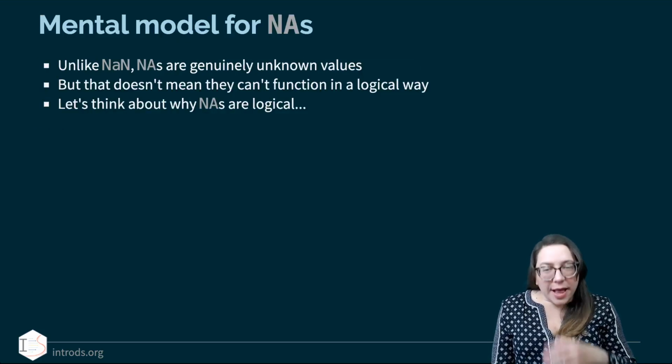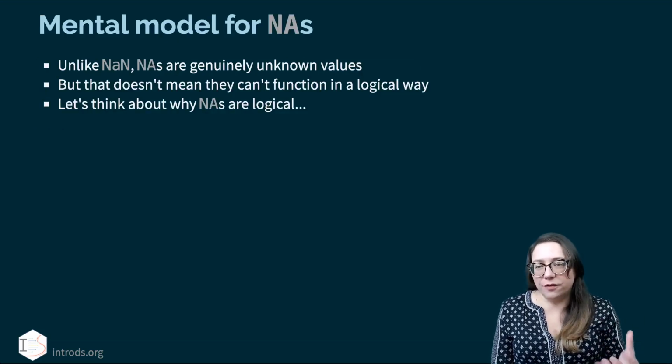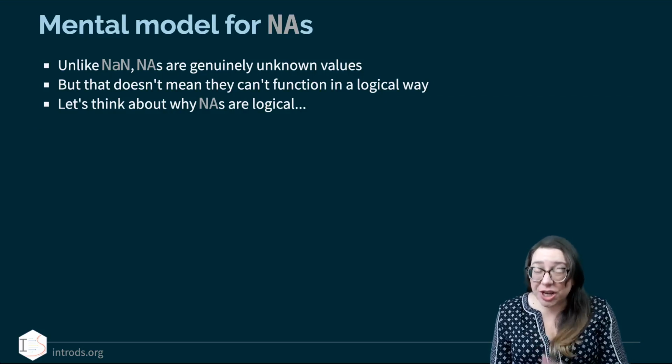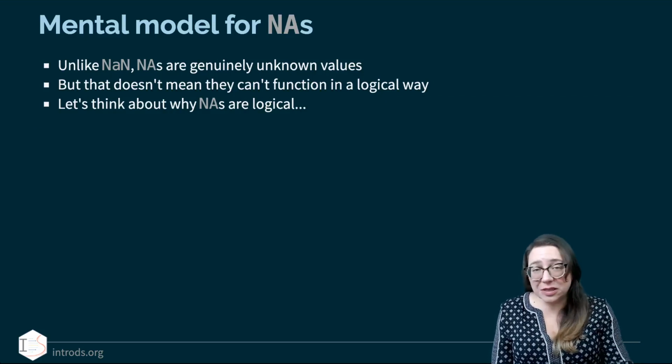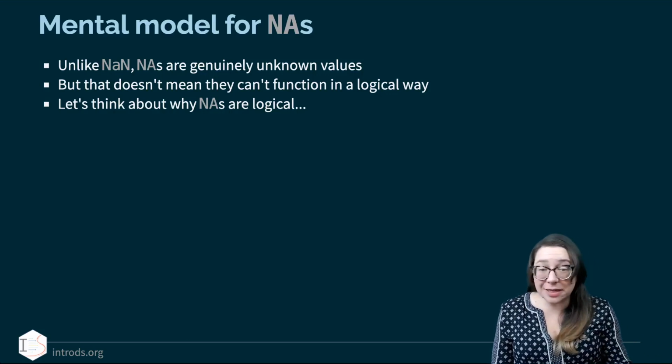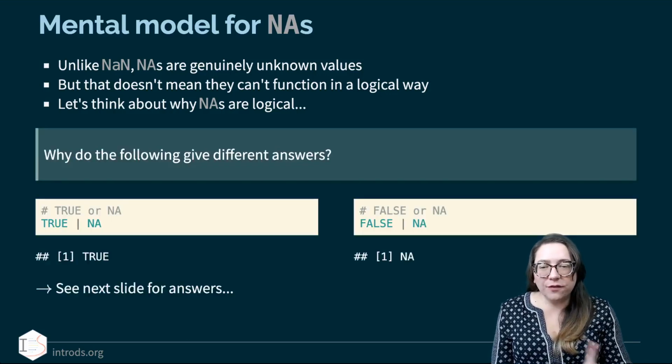So let's try to think about a mental model for NA. Unlike NaN, which is not a number, NAs are genuinely unknown values, and that's why they have a special place when we're working with data where missing data might be an issue. But that doesn't mean they can't function in a logical way. So let's think about why NAs are logical. Let's take a look at these. Why do the following give different answers?